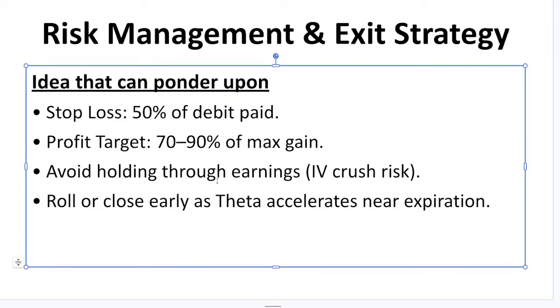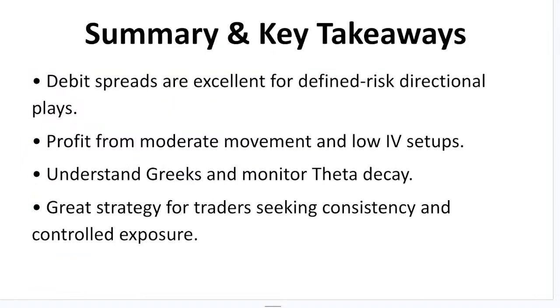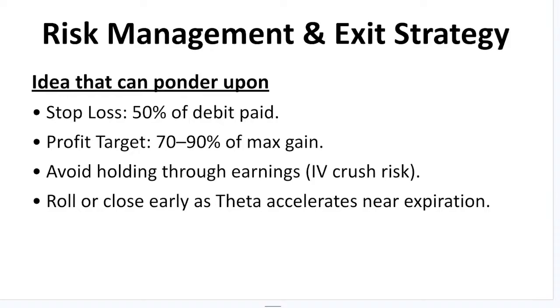So avoid holding through earnings. IV crashes after that, right? IV is high before earnings, then after earnings, you get a crash. Roll or close early as theta accelerates near expiration. If theta is not working in your favor and you do not have the maximum profit, then you have to buy more time to see it through, or you can close the trade early as a small loss, so you don't lose everything.